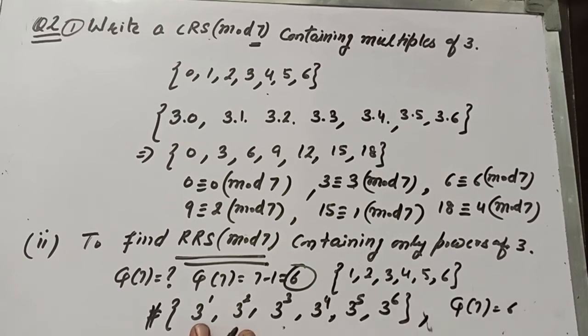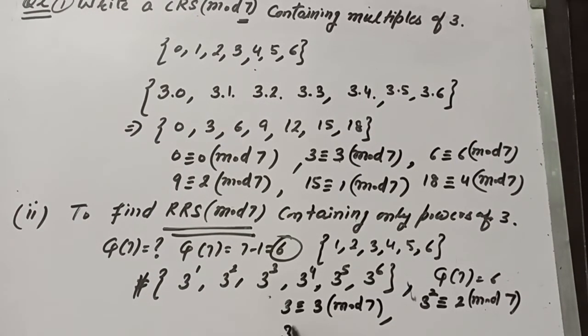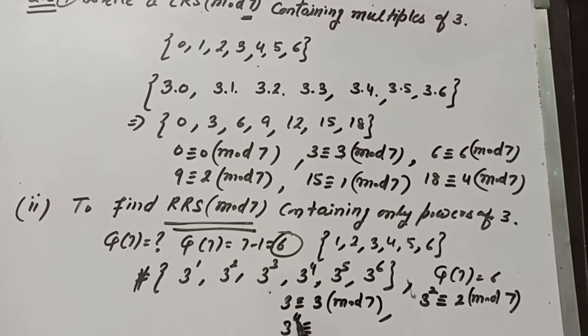Okay, and you can verify easily that this set is a reduced residue system. It must have φ(7) elements, and every element in this set is congruent to 1, 2, 3, 4, 5, 6 in some order modulo 7. For example, 3 is congruent to 3 mod 7, 3 squared, that is 9, is congruent to 2 mod 7. Okay, and similarly you can check that 3 raised to power 4, that is your 81, 81 is congruent to, for what number?